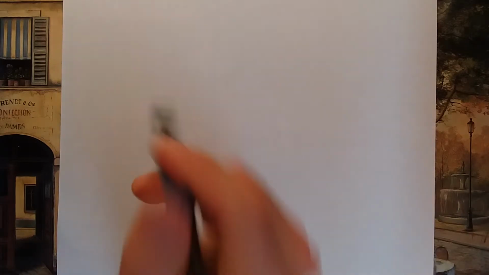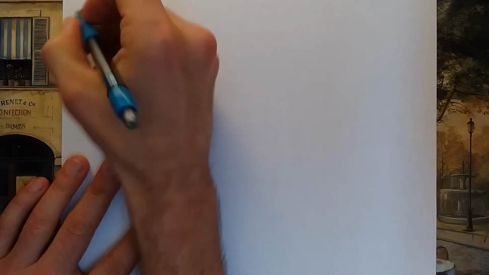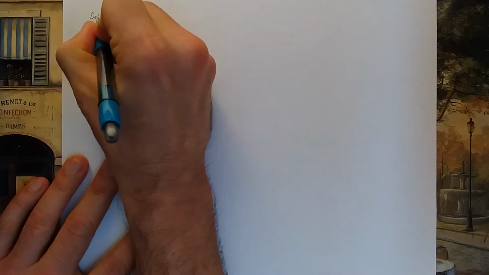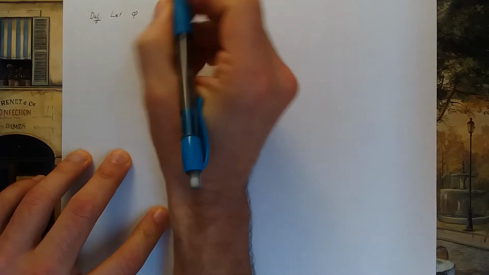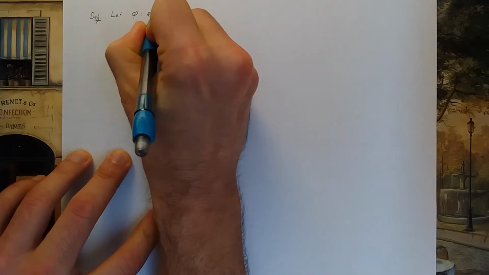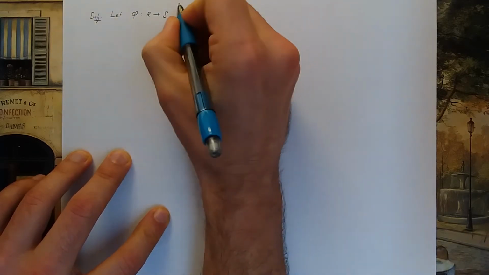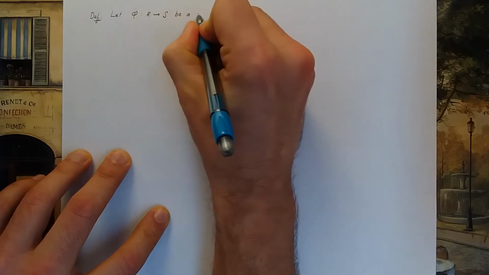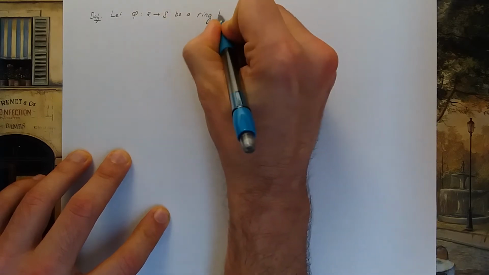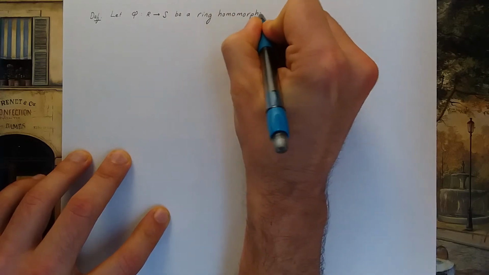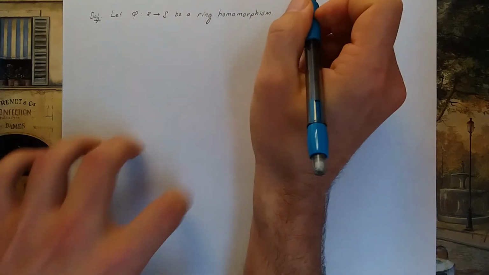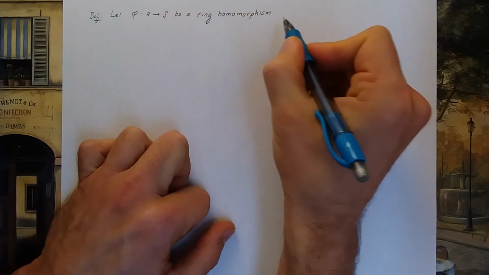So continuing our introduction to ring theory, I have a couple of new definitions. So here's a definition. Let phi be a ring homomorphism. I'm going to define the kernel of the ring homomorphism.